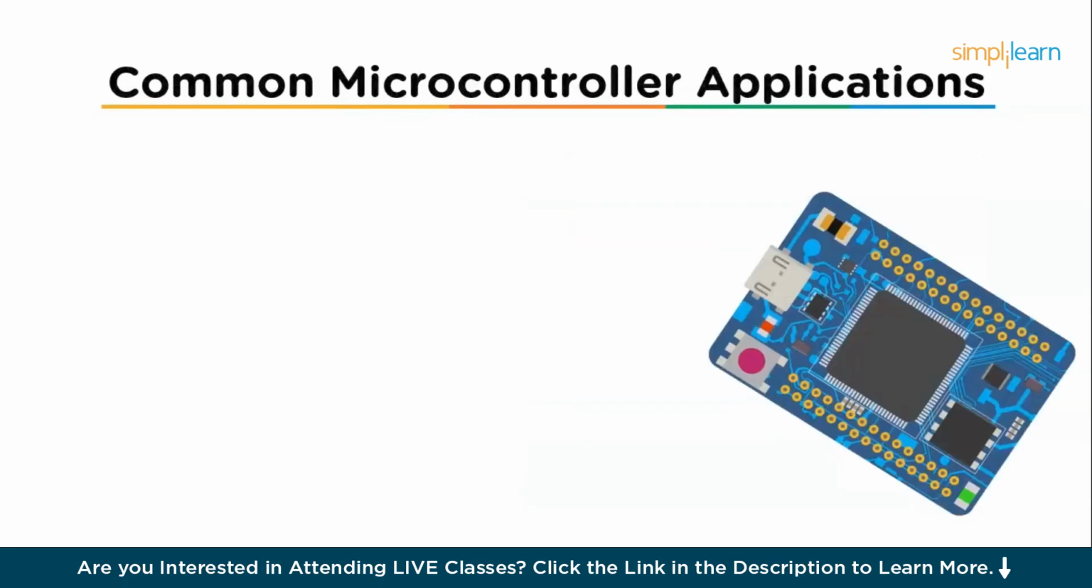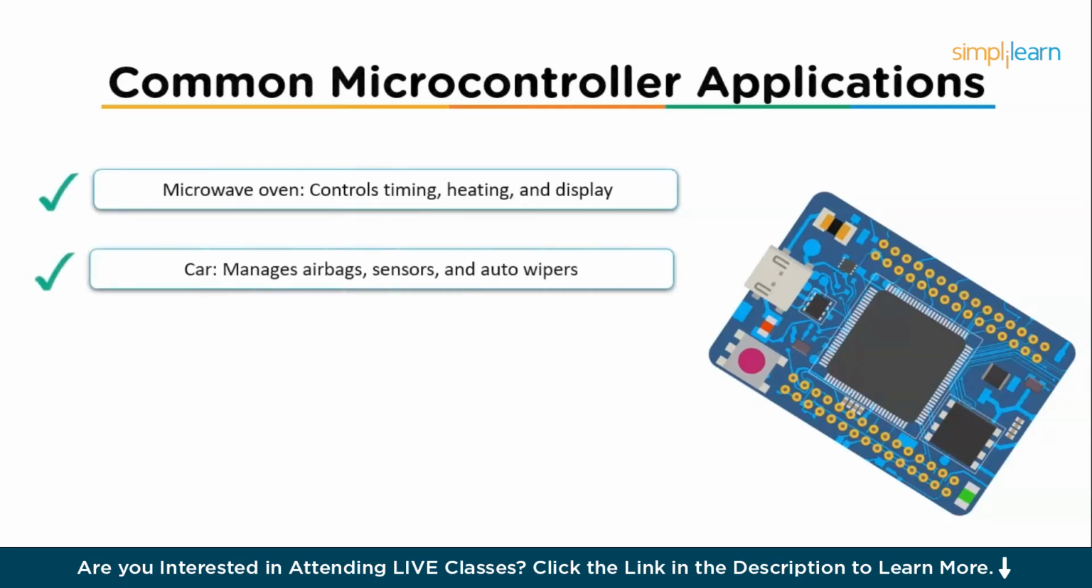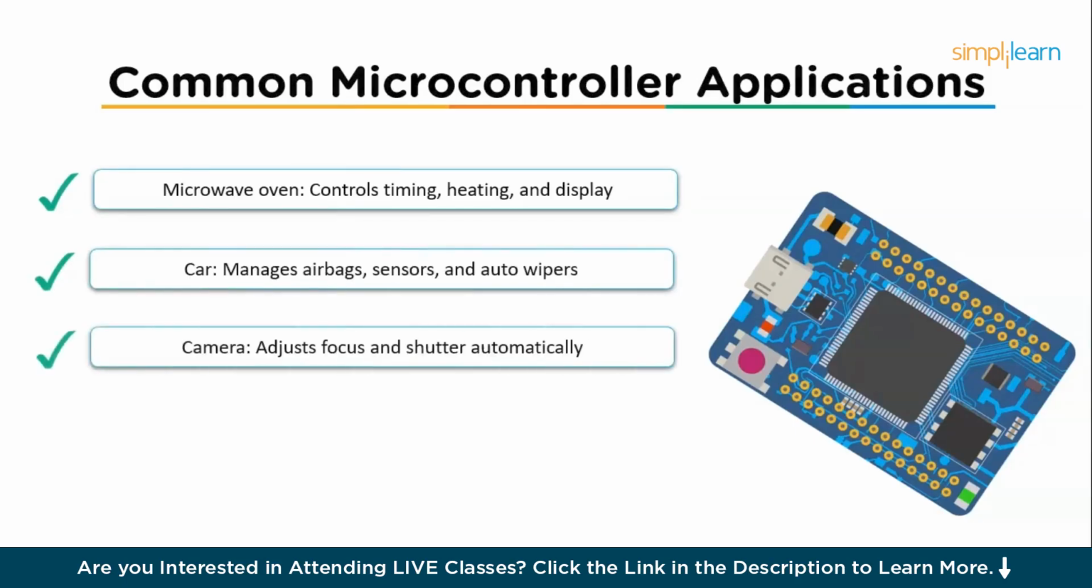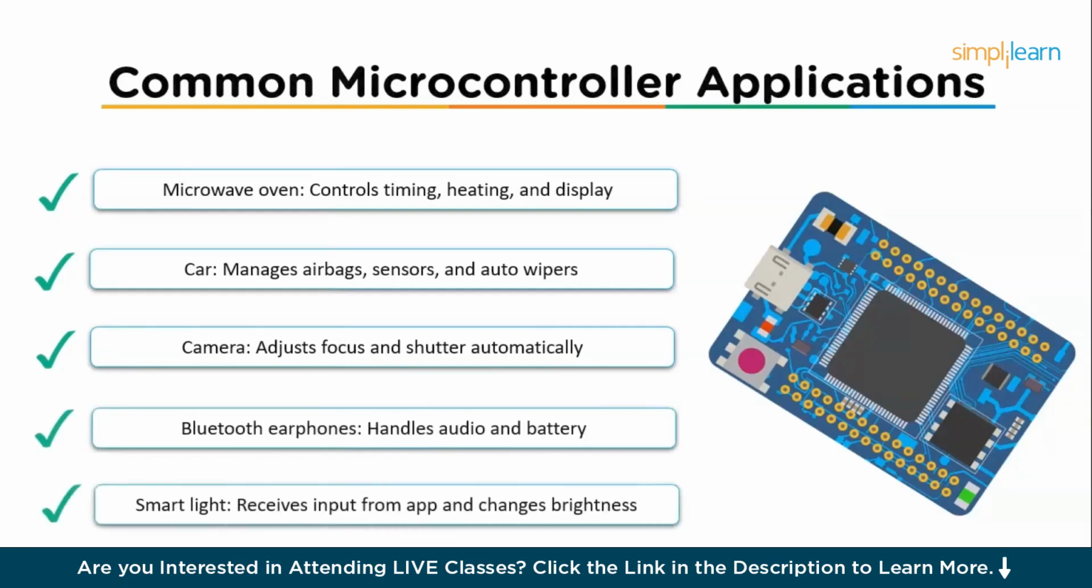Let's now see the common microcontroller applications. Here are just a few examples of where microcontrollers are used. The first one is a microwave, which controls timing, heating and display. Then we have a car, where it manages airbags, sensors and auto wipers. Then we have a camera that adjusts the focus and shutter automatically. Then we have Bluetooth earphones, where it handles the audio and the battery. Then we have a smart light that receives input from an application and changes brightness. In each of these, the microcontroller runs a single focused task based on user input or sensor feedback.